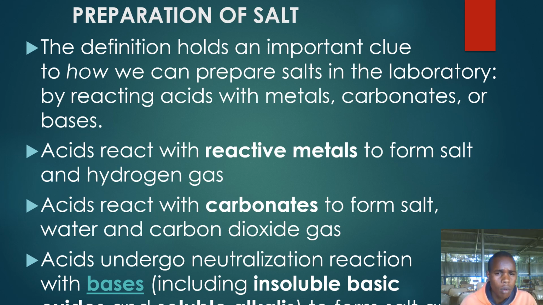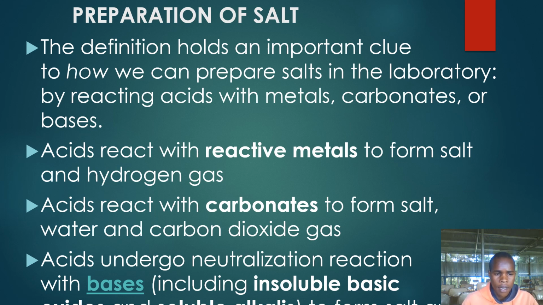So another example of preparing a salt using an acid and a carbonate is that when you react calcium carbonate plus hydrochloric acid, it will give you calcium chloride, which is a salt, plus carbon dioxide plus water.